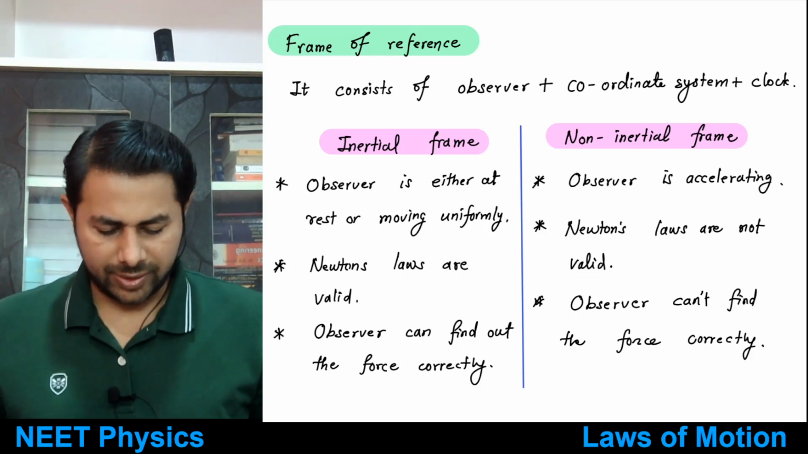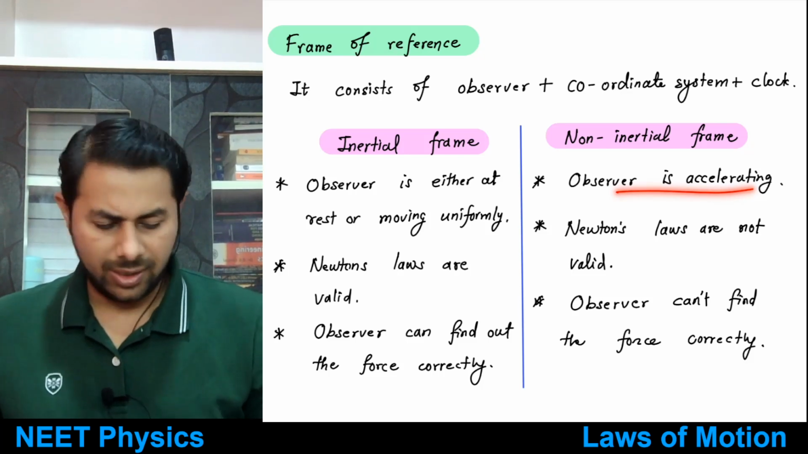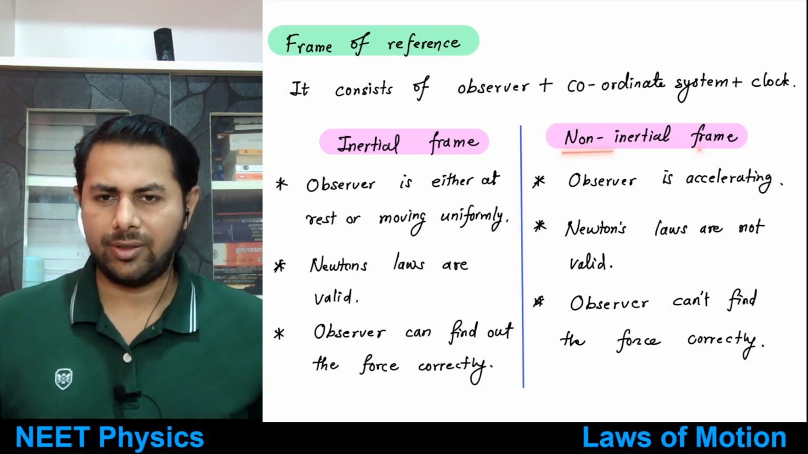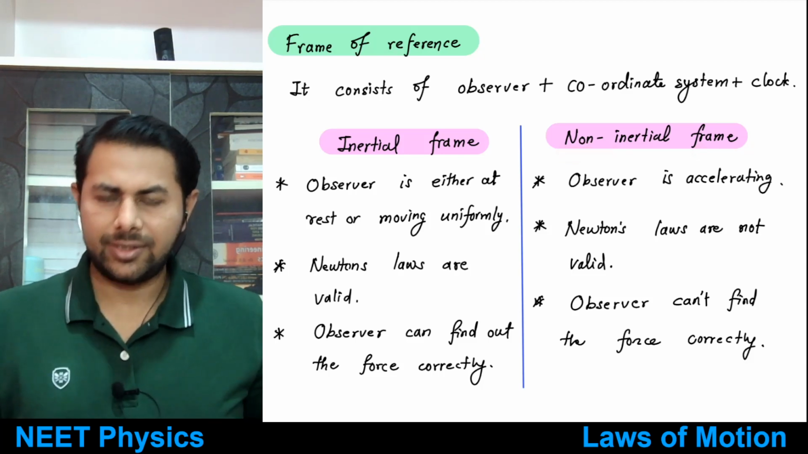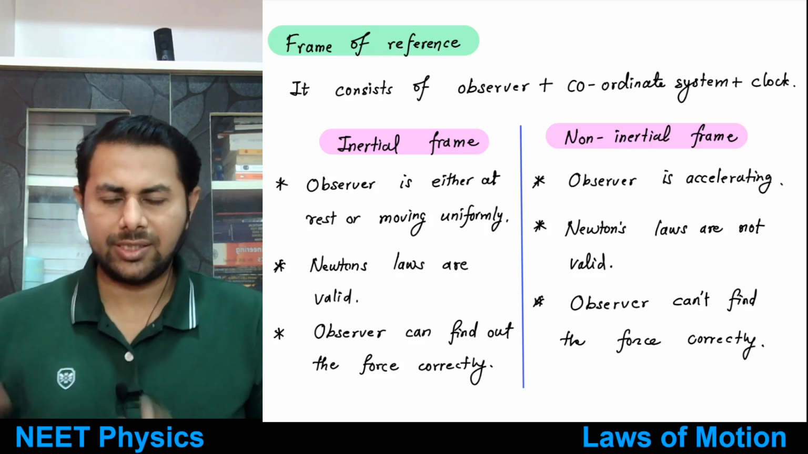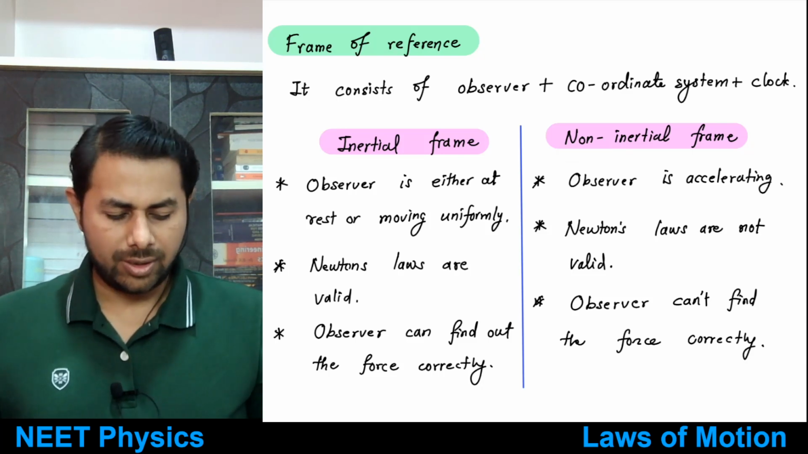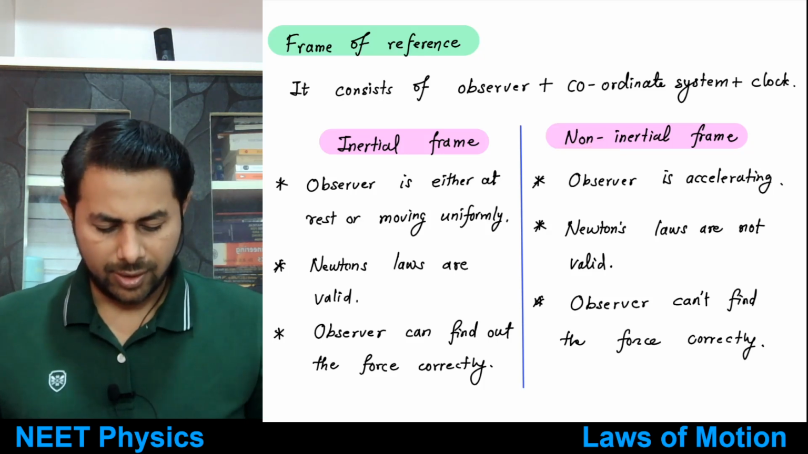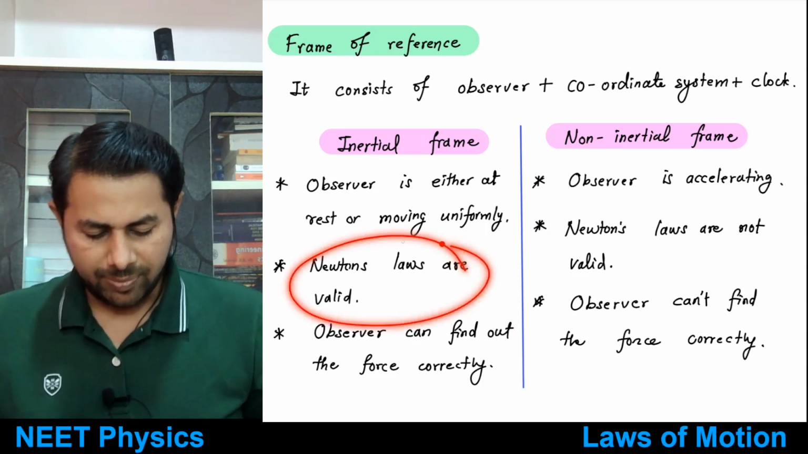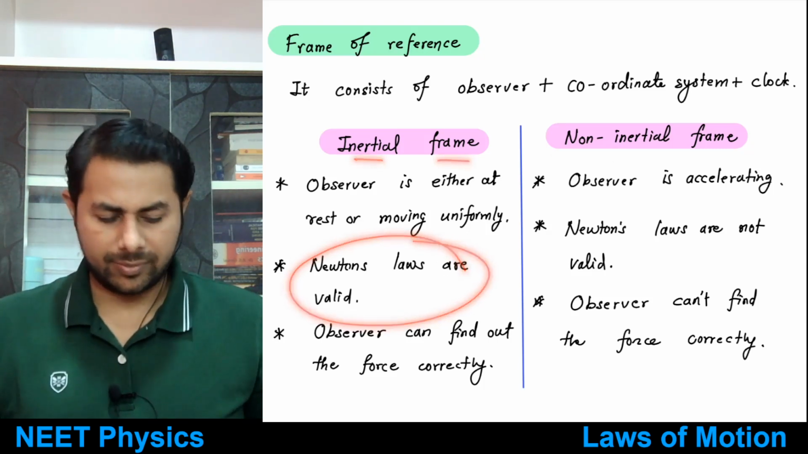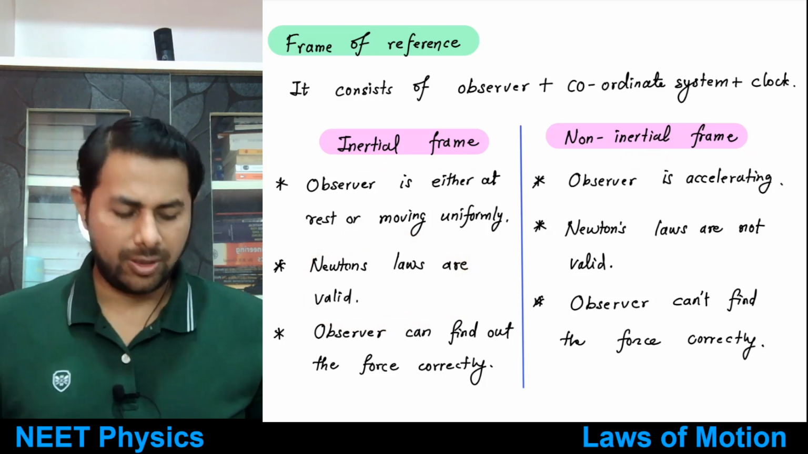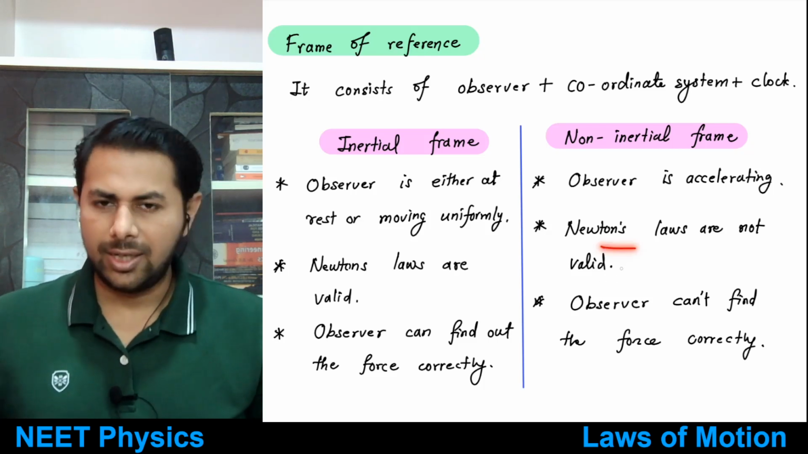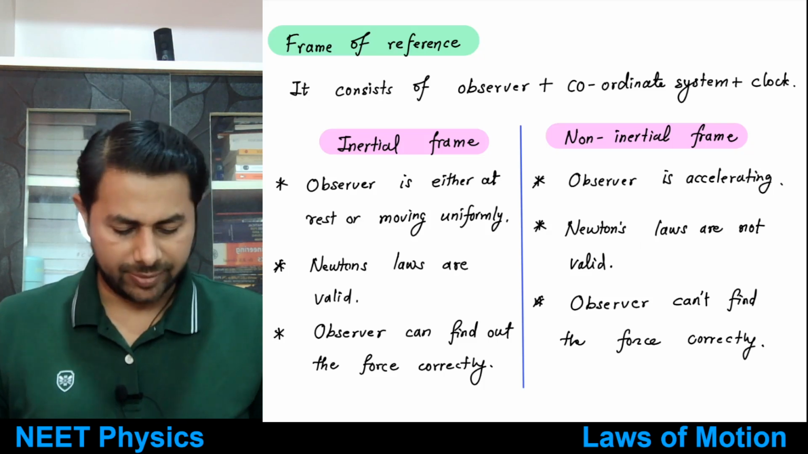If the observer is accelerating, then the frame of reference attached to that observer is a non-inertial frame. If the observer is at rest or moving with uniform velocity, we say he is in an inertial frame of reference. If the observer is accelerating, we say he is in a non-inertial frame of reference. Newton's laws are only applicable in the inertial frame of reference. If a non-inertial observer tries to find out the force, he will calculate it wrongly. So Newton's laws are not valid in the non-inertial frame of reference.